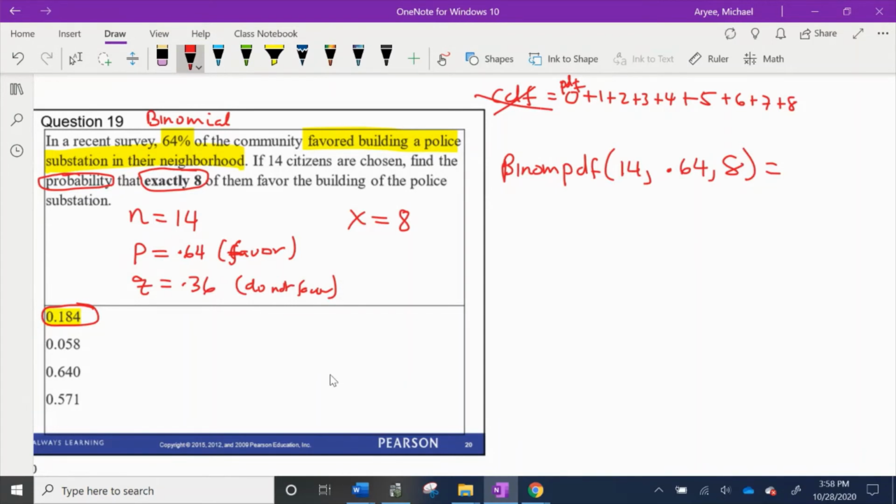So you use the function in the calculator when it's asking for a probability. In binomial, usually there are three questions they ask: a probability question, a mean question, or a standard deviation question. Also note that if it's a probability question, it could be PDF or CDF. PDF is for getting the answer only for 8.